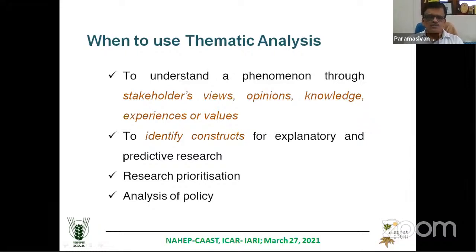You can also use thematic analysis for research prioritization and analysis of policy, like the agricultural policy of Kerala state, agricultural policy of Karnataka, agricultural policy of UP. You can use thematic analysis to understand the common themes which are there in the agricultural policies of different states, and then you can also develop a paper.